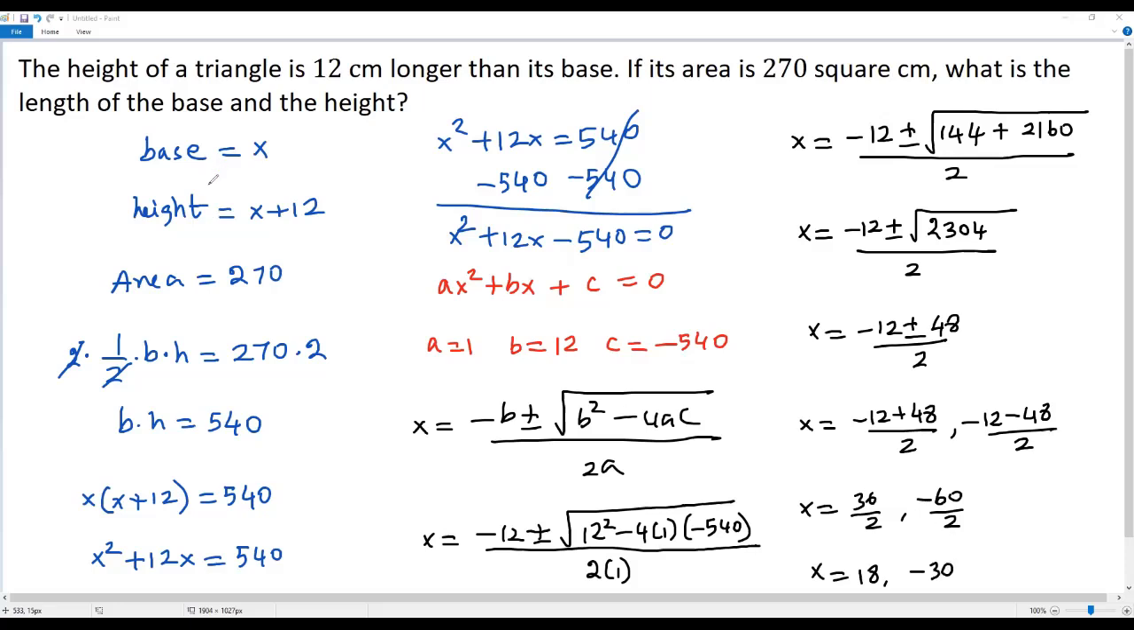And x stands for the base. The base of a triangle can never be a negative value, so we can ignore the second value of x, that is −30. We can consider only the positive value for x. So the base of the triangle is 18 centimeters. Okay, what about the height of the triangle? So we have to plug in x = 18. So 18 + 12 is equal to 30 centimeters. So the length of the base of the triangle is 18 centimeters, and the length of the height of the triangle is 30 centimeters.